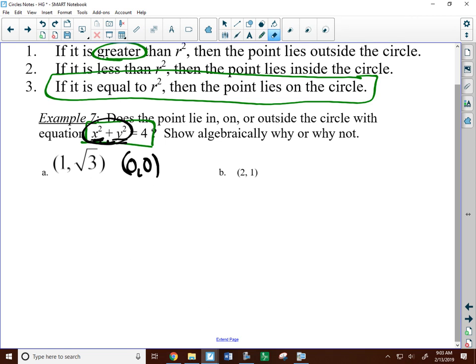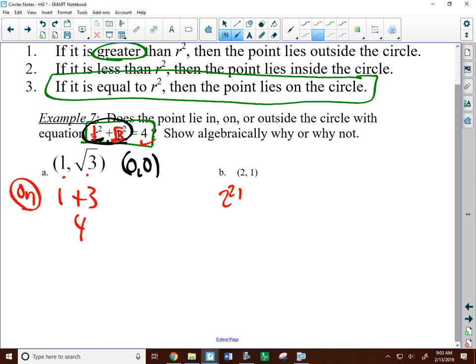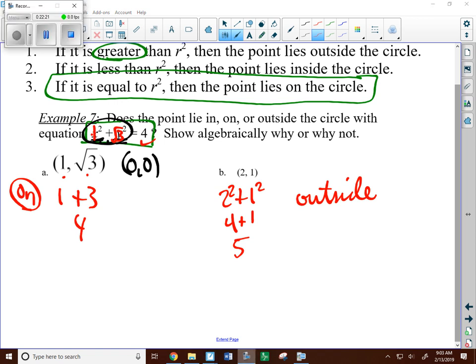Okay, so in any case, if I plug in 1 here, and I plug in square root of 3 for y, 1 squared is 1, square root of 3 squared is 3. That's 4, so you should put on the circle. What about this one? If I plug in 2 and 1, it's 4 and 1 is 5. That's greater than 4, so this is outside the circle. If you got a number less than 4, it's inside.